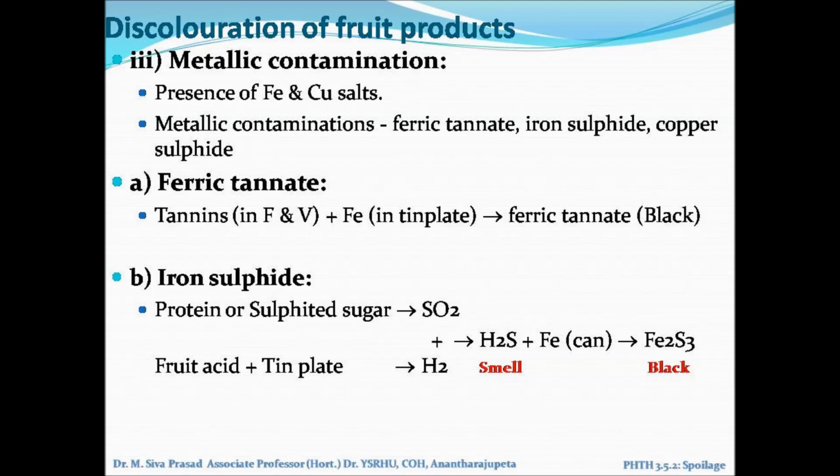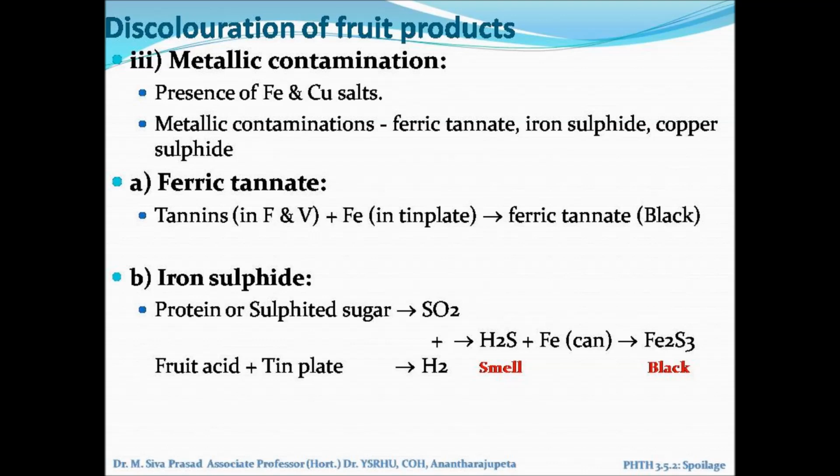For example, some fruits and vegetables will have more tannins. These tannins present in the fruits and vegetables react with the iron, that is the tin plate, which will result in the production of ferric tannate. This ferric tannate is black in color. This will cause discoloration. Similarly, there is a formation of iron sulfide.